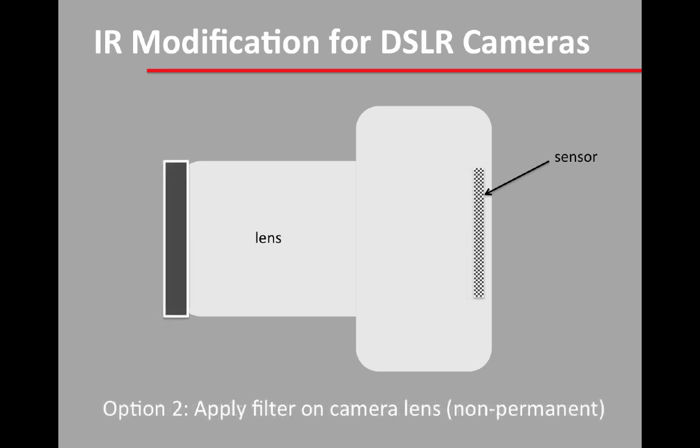And option two is that we have no filter on the sensor, but we place an optical filter on the lens, and you just screw that onto the front of the lens element.